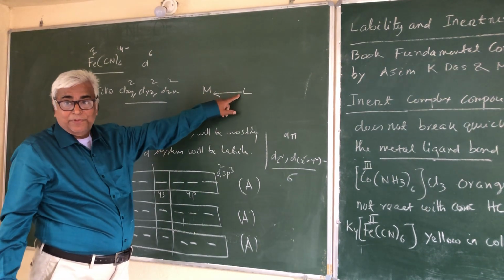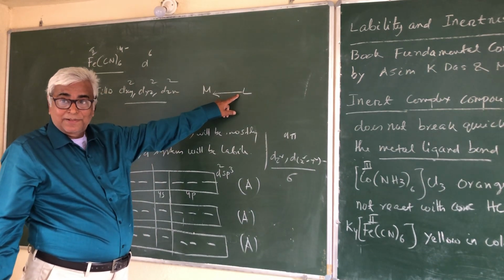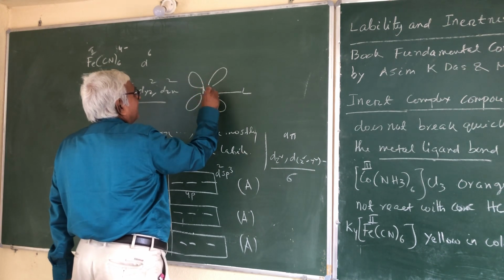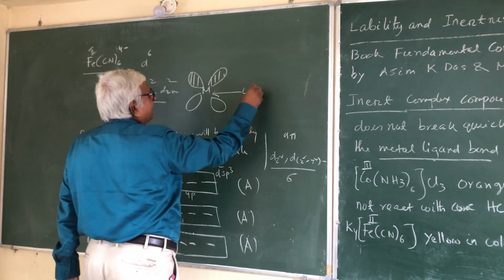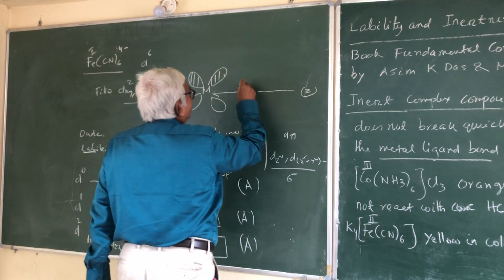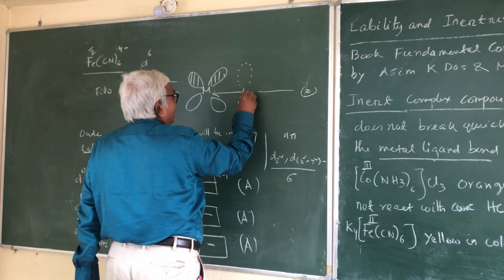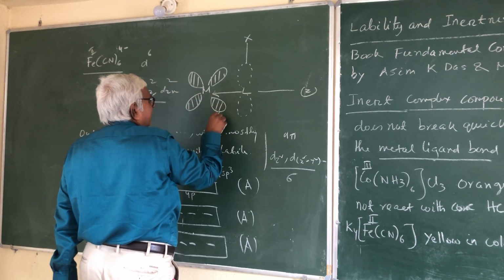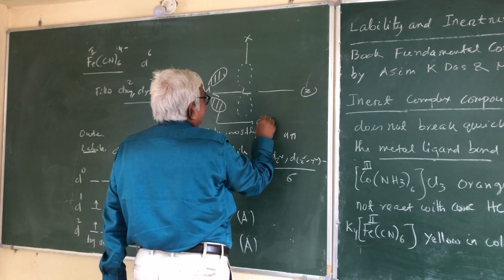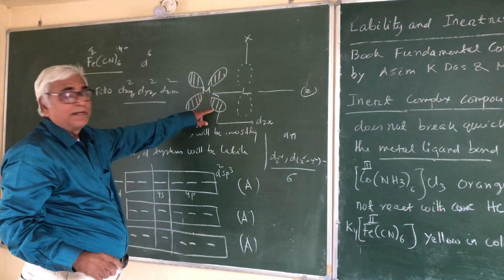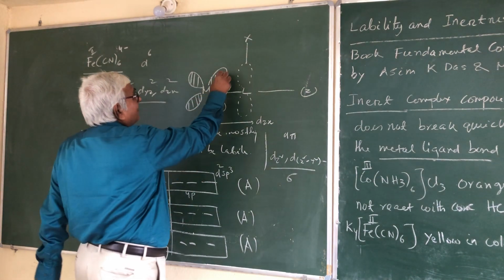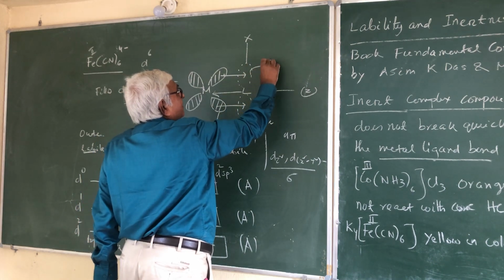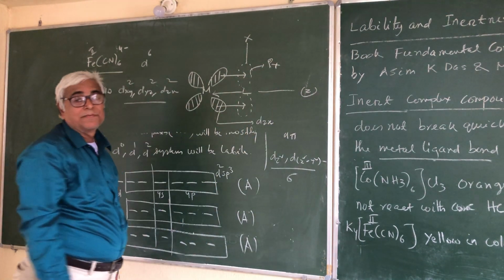The hybrid orbital of the metal is overlapping with the filled sigma bonding orbital of the ligand. But suppose this is your z axis, and this is the x axis. So if this is dzx, this is filled dzx. So filled dzx can overlap with the vacant px orbital of the ligand.